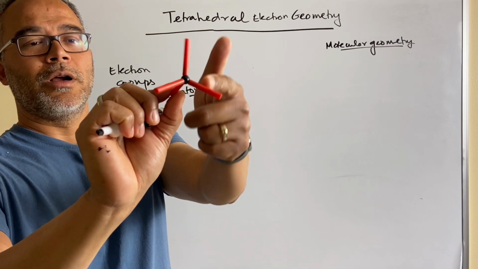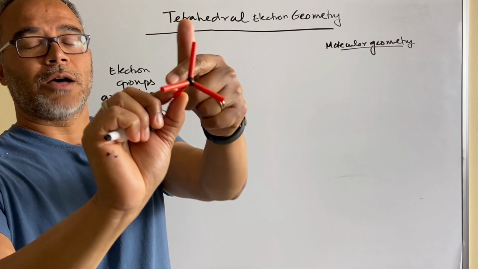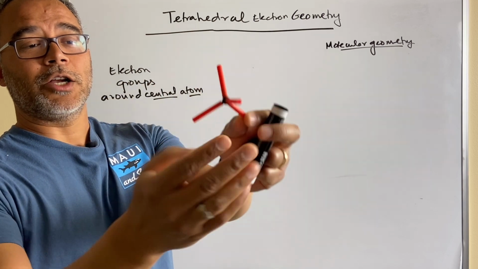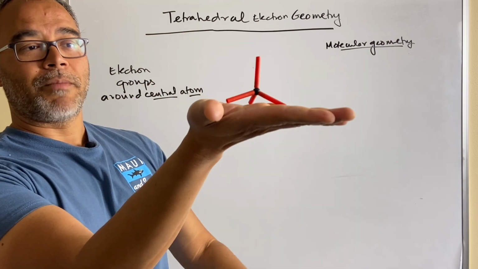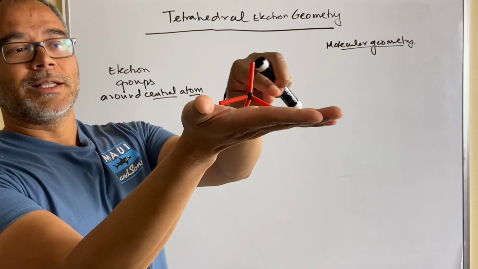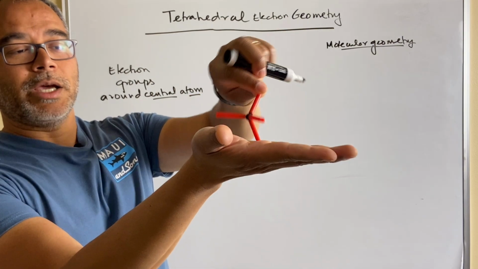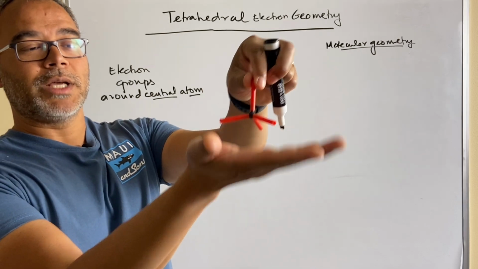You have four bonds coming out of the carbon, and when you arrange them 3-dimensionally, they kind of look like a tripod. So they can sit like a tripod, with one of the legs pointing upwards. And if you flip them over, it's the same thing. So 3-dimensionally, that's how they arrange themselves.